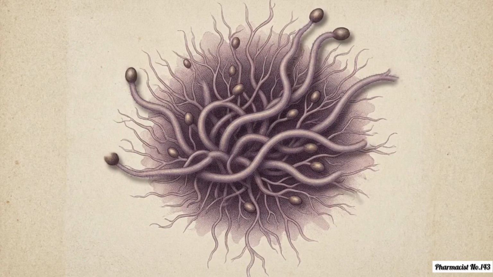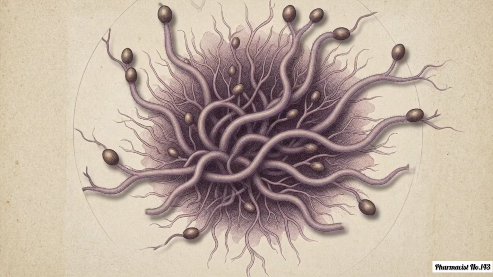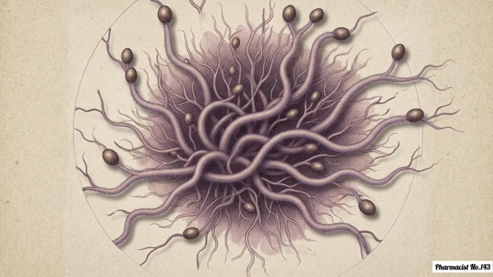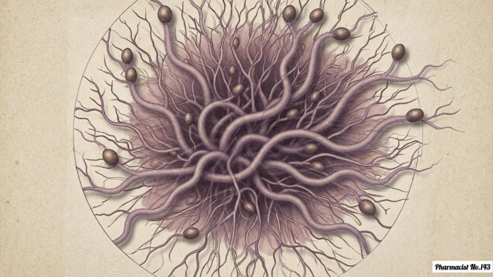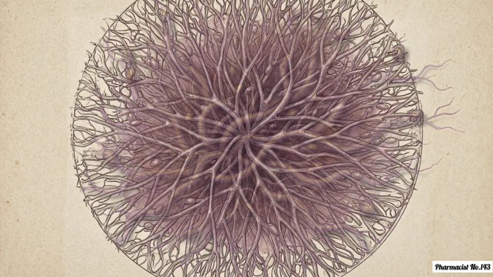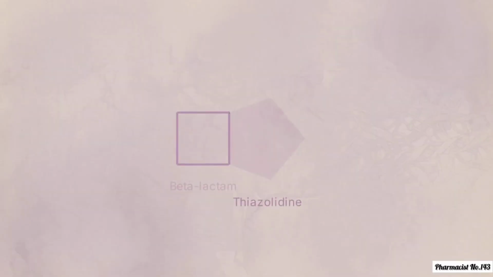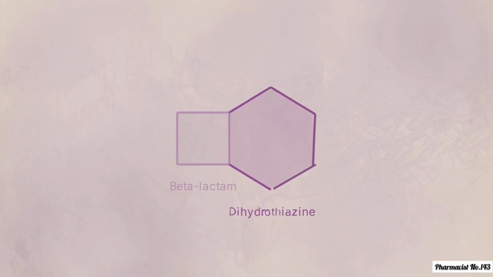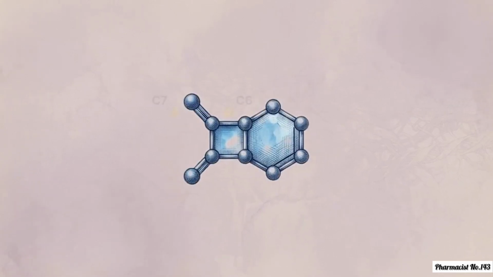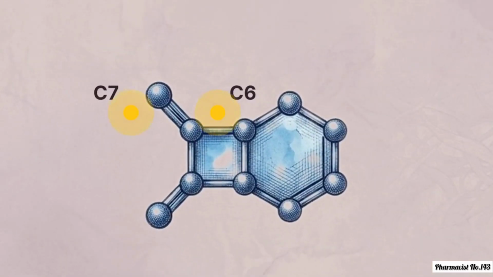Cephalosporins are a highly potent class of beta-lactam antibiotics. Originally isolated from Cephalosporium fungi, these molecules aggressively target and dismantle bacterial defenses. To understand the mechanism, observe penicillin's baseline architecture, a square beta-lactam ring fused to a 5-membered thiazolidine ring. Cephalosporins diverge. Their beta-lactam ring fuses to a 6-membered dihydrothiazine ring.